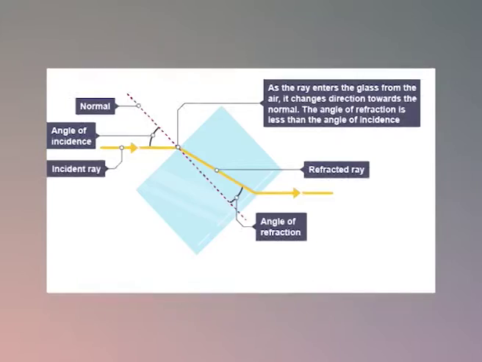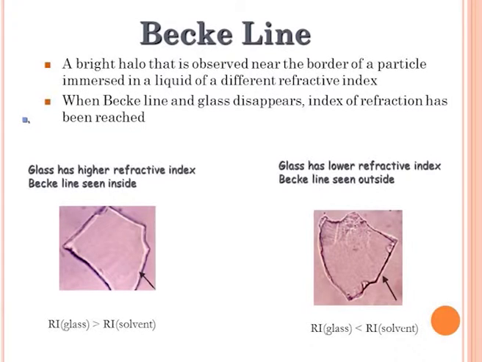Backline method is a method for determining the refractive index of a transparent particle relative to its surrounding medium. The advantage of this method is that it not only indicates the difference between the refractive index of the glass and the liquid, but also indicates which possesses the higher value. When an object is immersed in a liquid, a bright fringe called backline is observed at the object interface.